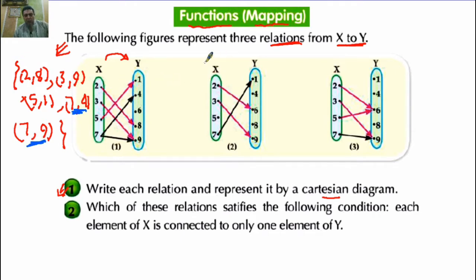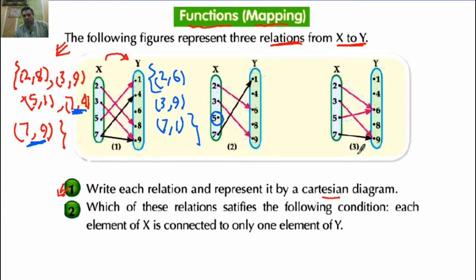The second relation: ordered pairs 2 and 6, 3 and 9, 7 and 1. This is the second relation. We notice that the element 5 has no arrows to y, or hasn't connected with an element of y.